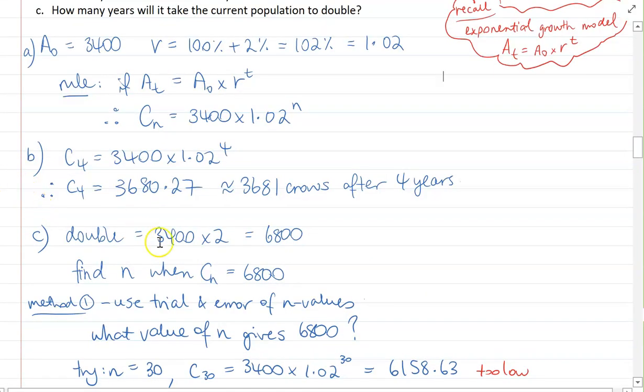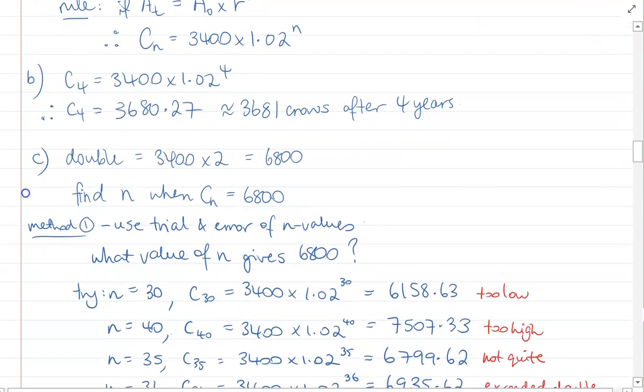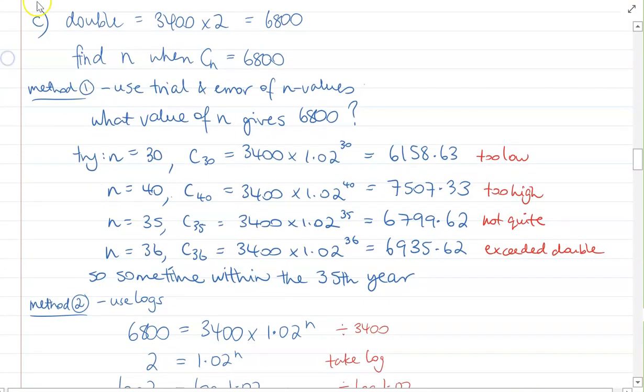Lastly, we have to find out how many years it will take the current population of crows to double. So what is double the population? That's 6,800. And there's two methods that you can use to find n here. The first method for most Maths General students is just simply using trial and error of n values. So what value of n will end up giving us 6,800?